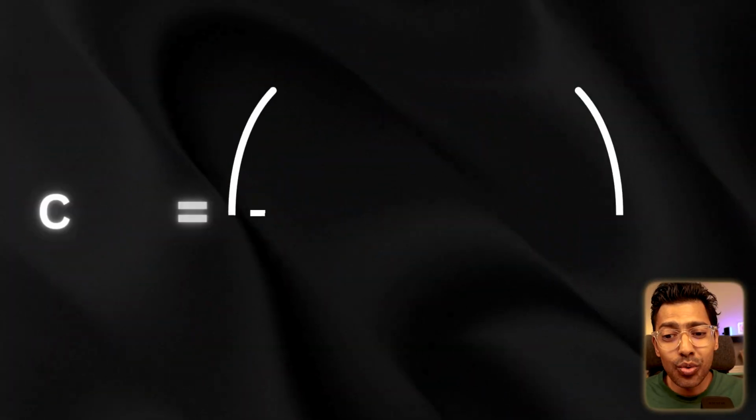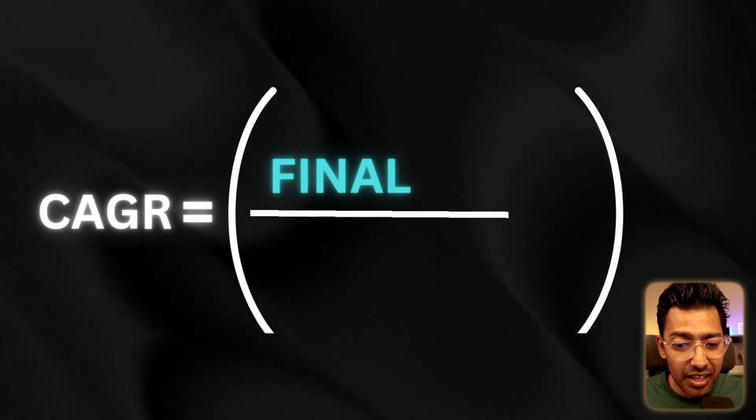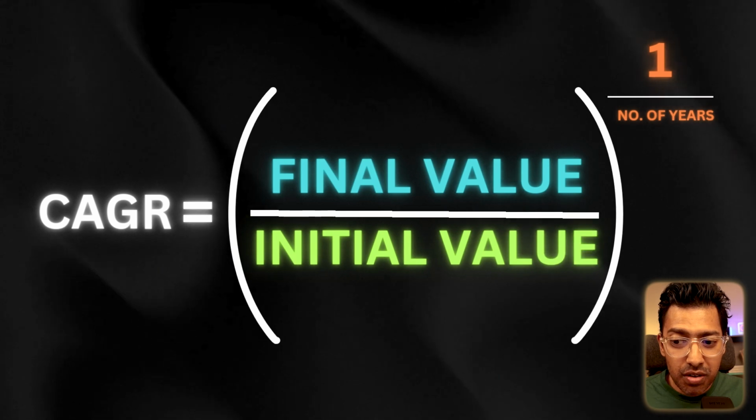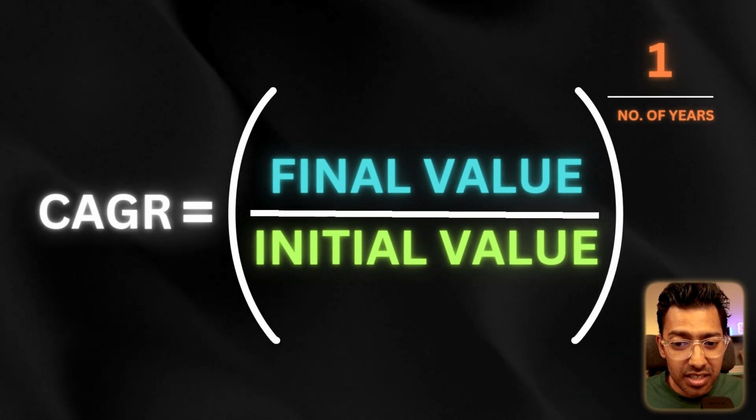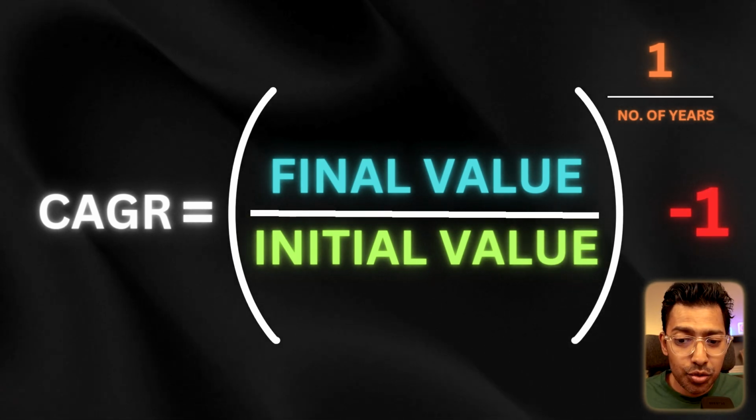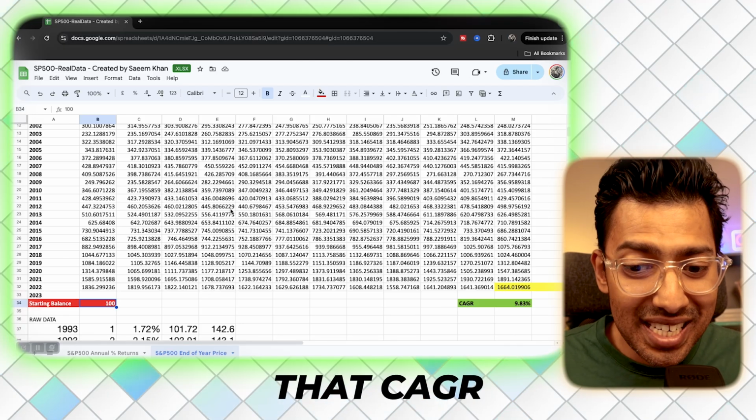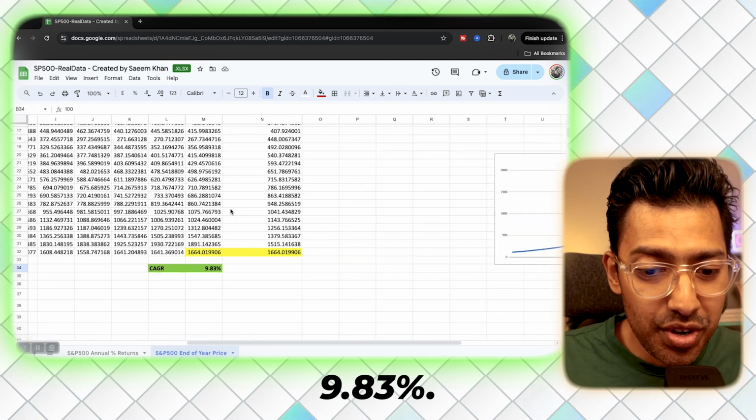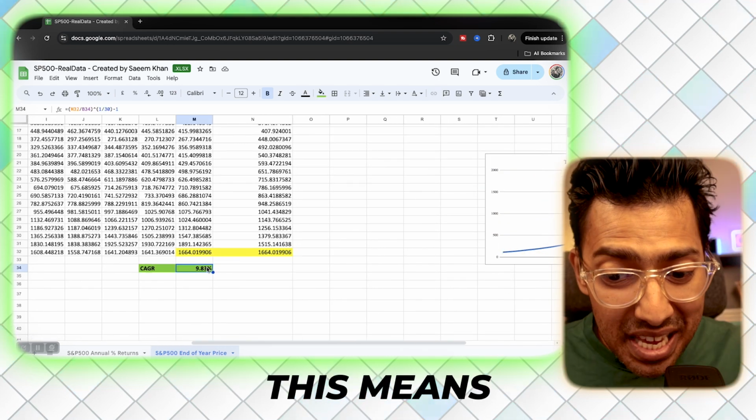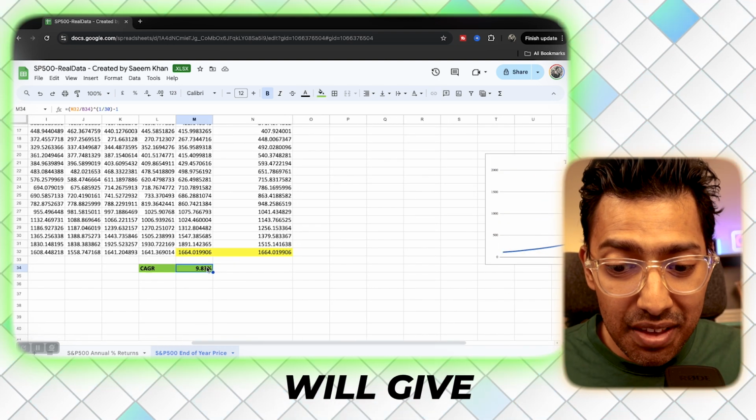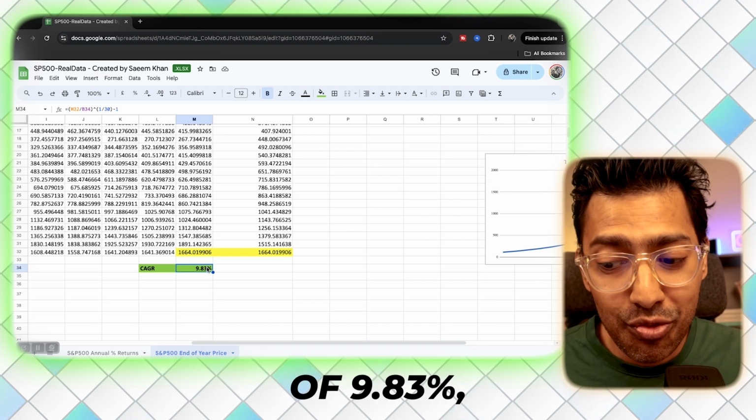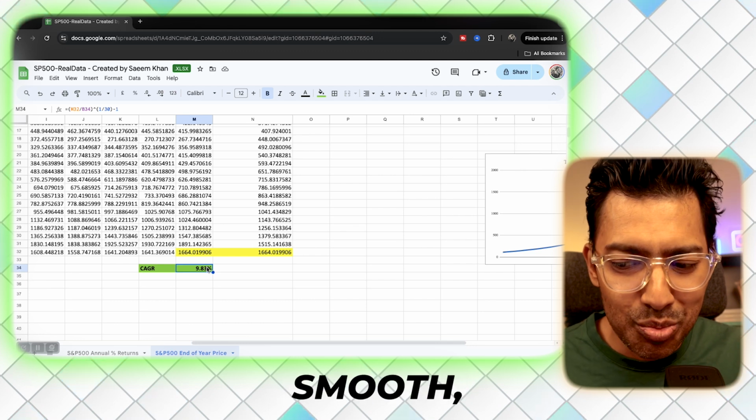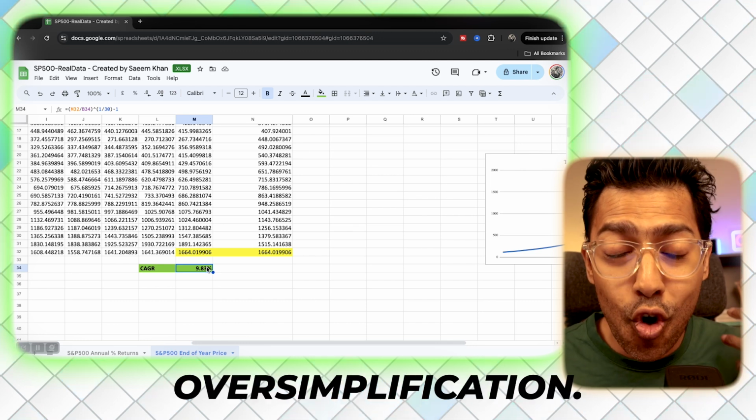So the compounded annual return is your final value, $1,664, divided by your initial value of $100, to the power of 1 over the number of years, that is 30 years, minus 1, because you're converting that into a percentage. And that value, the CAGR, compounded annual growth rate, becomes 9.83%. Now try to understand this. When we say our investment will give an annual return of 9.83%, we think of it like the theoretical graph, that everything is hunky-dory and smooth, but no, this is just an oversimplification.